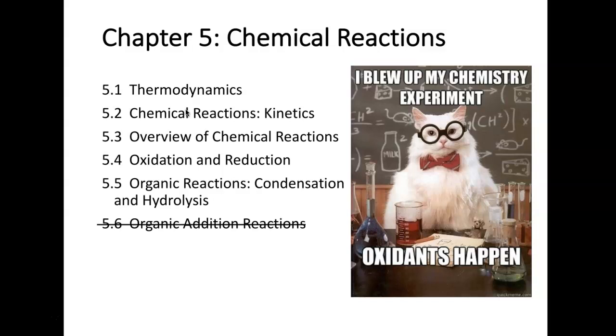So Chapter 5 is all about chemical reactions. And when chemical reactions occur, a lot of times heat is transferred. And so the study of the heat transfer during a chemical reaction is called thermodynamics. We can also study the speed of chemical reactions. This is called kinetics. And we can also classify different types of chemical reactions. And we'll talk about some of those different categories and some of those specific chemical reactions in this chapter.